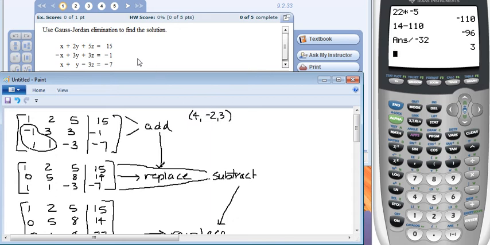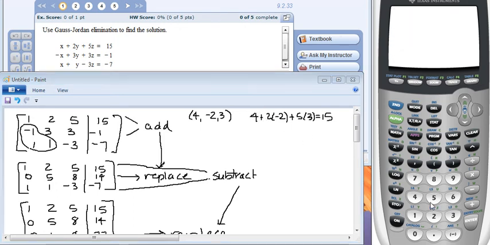All right, check this first one. See if it makes a true statement. We've got 4 plus 2 times -2 plus 5 times 3 has to equal 15. So it has to work in all three. Just because things are going to get too long, I'm just going to use the calculator. Plus 2 times -2 plus 5 times 3. Okay, that one works. I know you can do it by hand.